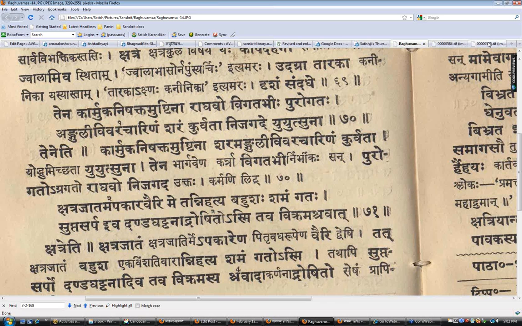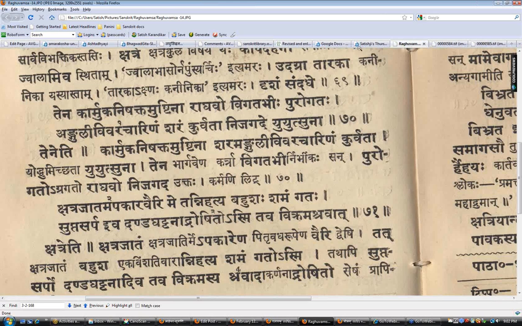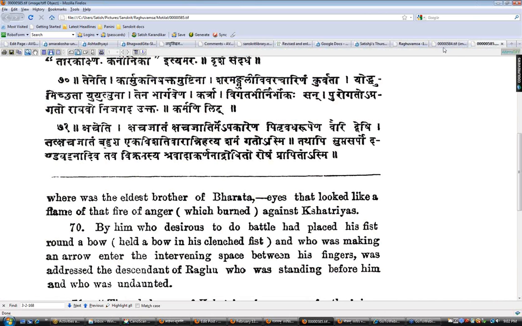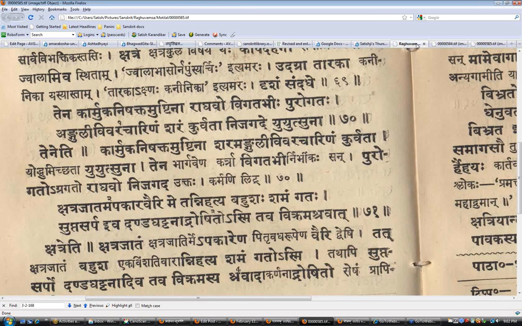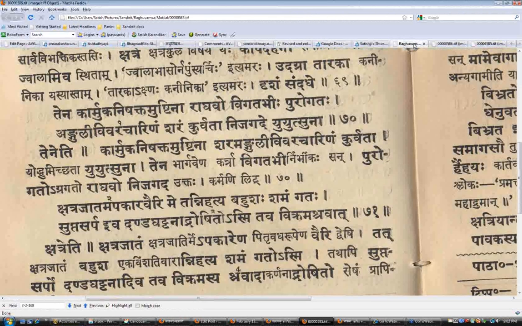Okay. So by him, who's that? What's that, Hema? By him, Tena. Tena, very good. Then, who were desirous to do battle? Who was desirous to do battle. Yutsuna, desirous to battle. Okay. And then placed his fist around a bow. So clenched the Karmuka Mushti. Nishakta Mushtam. Okay, this is the placed. And sakta used to attach. So whose grip was attached to the bow.